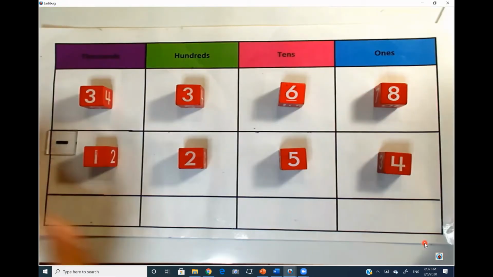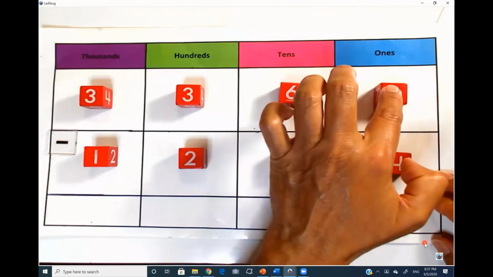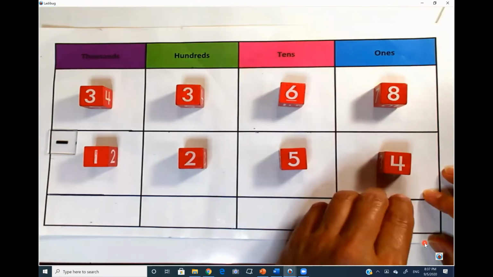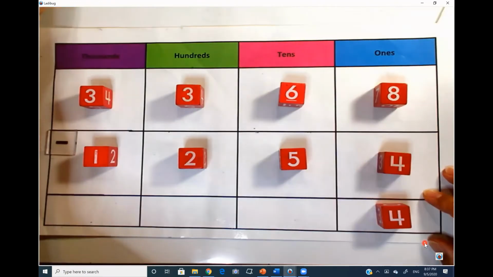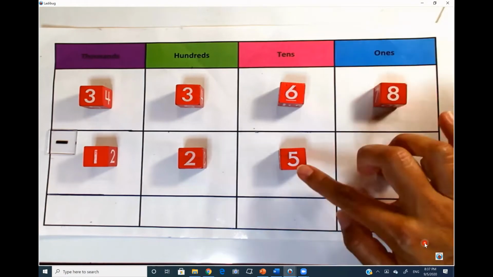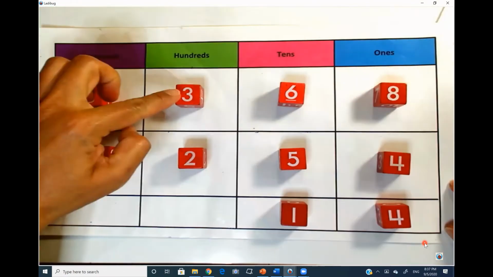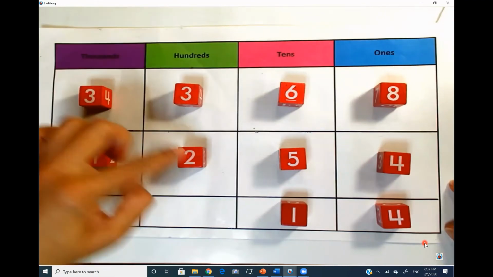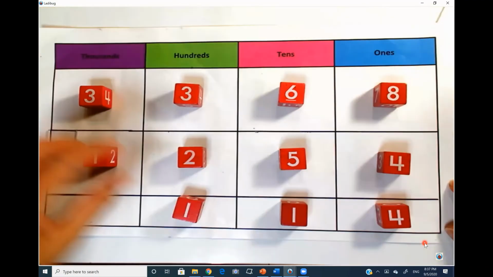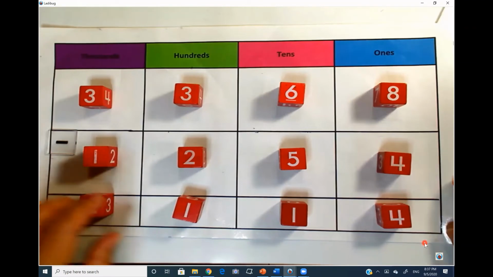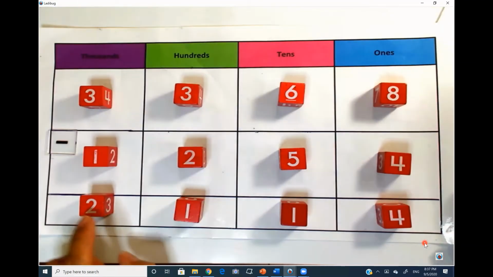Now let's start with the ones again. I have 8 ones minus 4 ones. I'm going to have 4 ones left. I have 6 tens minus 5 tens. That's going to leave only 1 ten left. If I have 3 hundreds and I take 2 hundreds away, I'm going to have 100 left. And if I have 3 thousands and I take 1,000 away, I'm going to have only 2 thousands left. So the answer again is 2,114 stickers left.